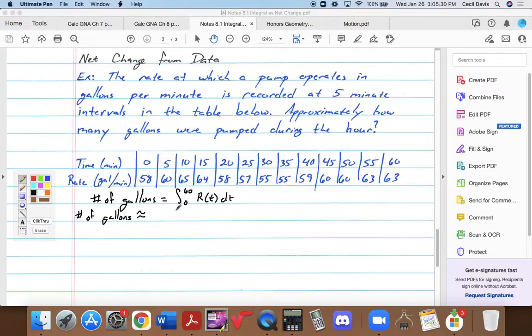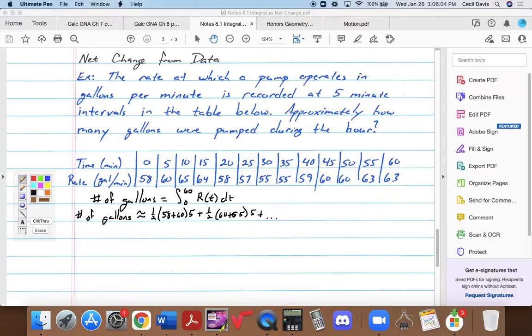So we would have half of 58 plus 60 for the first 5 minutes, plus half of 60 plus 65 for the next 5 minutes. And at this point, we're going to dot dot dot and save ourselves some time on this.